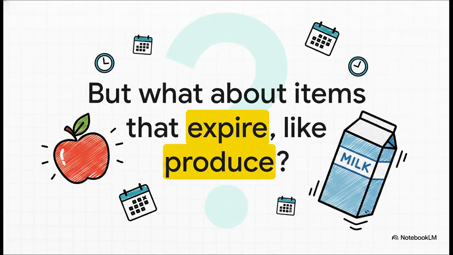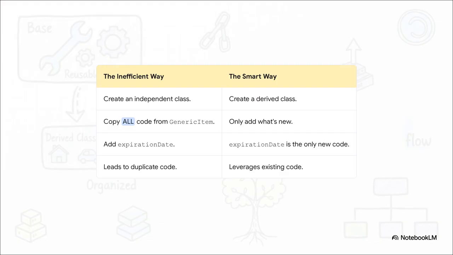Right, but here's the curveball. Our simple class works great for things like cereal boxes or cans of soup. But what about apples or milk? Those things have expiration dates, and our generic item has no clue how to handle that. So what do we do now? We're basically at a fork in the road.